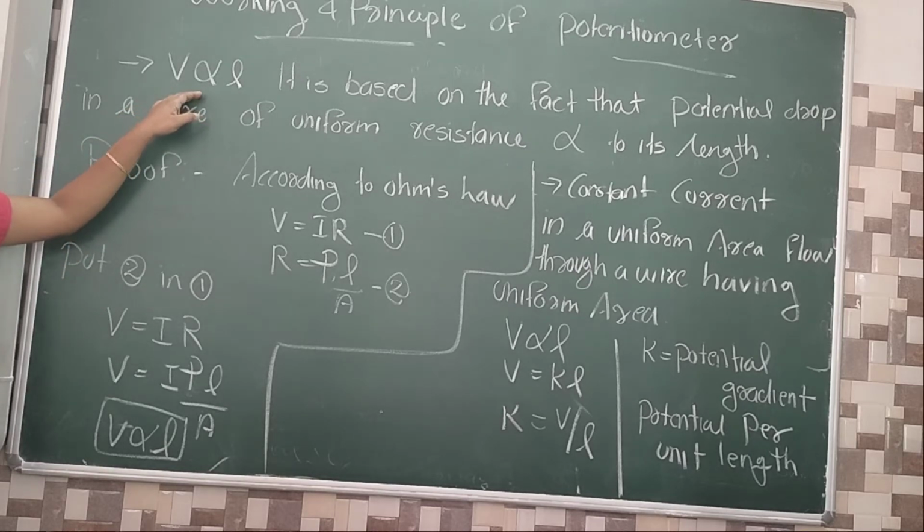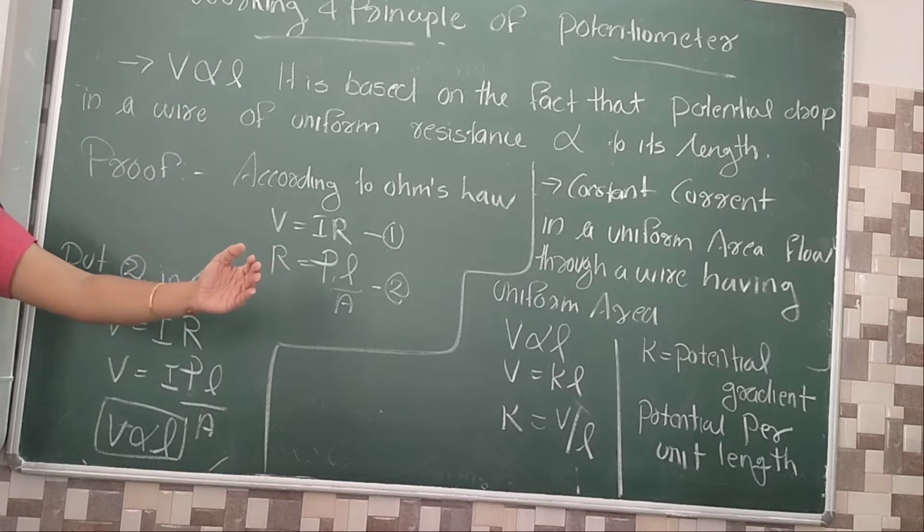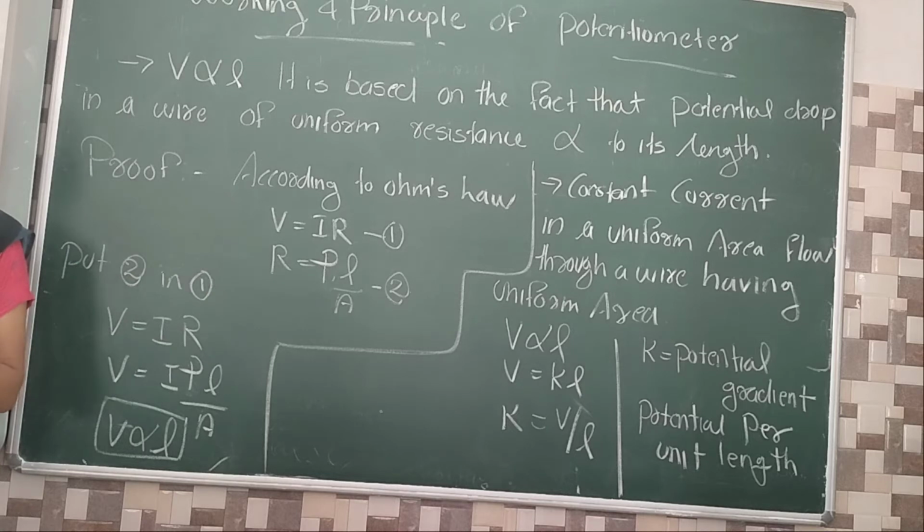What is the use of the potentiometer? To measure potential difference, that means V. That V is directly proportional to L. Which L? AB, the potential wire length AB. So what is the main part of the potentiometer? The potentiometer's length. Understood? So potential is directly proportional to length L.